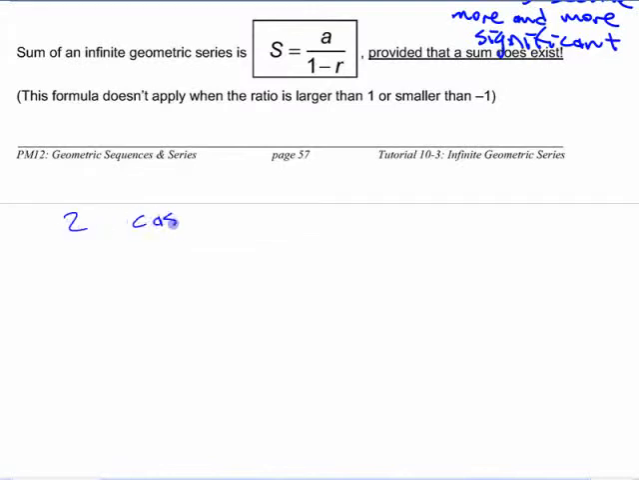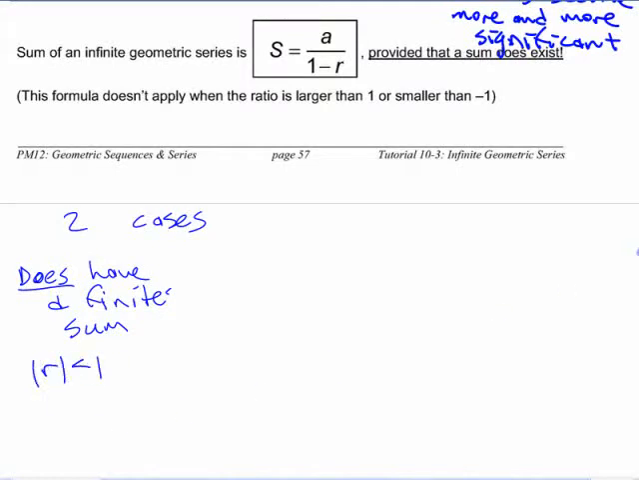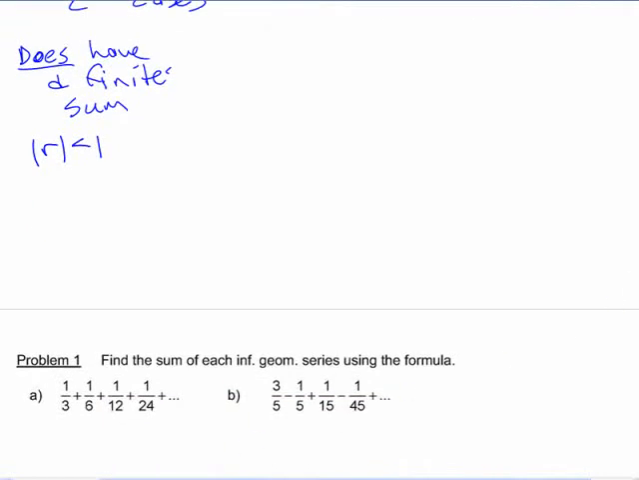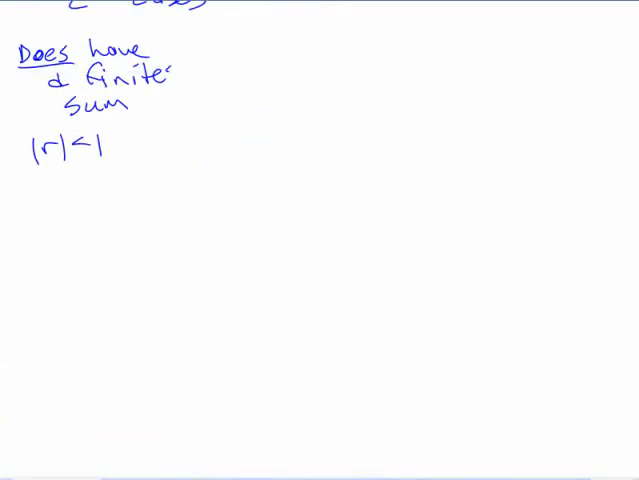We have two cases, right? We have one case where it does have a finite sum. And what was that case? The case where it does have a finite sum was where the absolute value of r is less than 1. In other words, the number part is less than 1. And we have the other case where it does not have a finite sum, in other words, where the absolute value of r is greater than 1. So here's our two cases we'll look at.